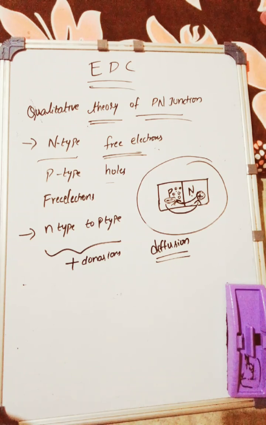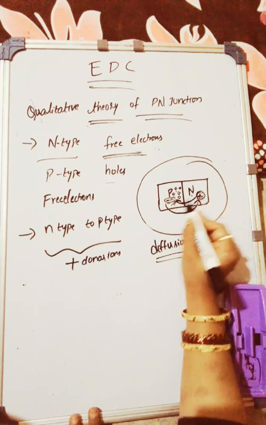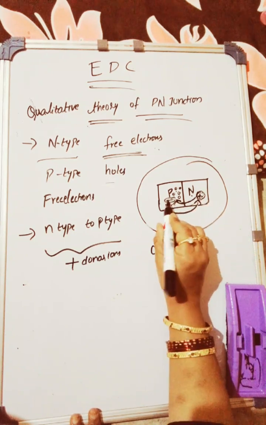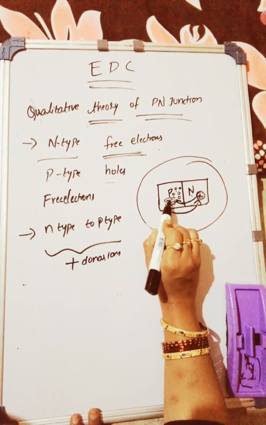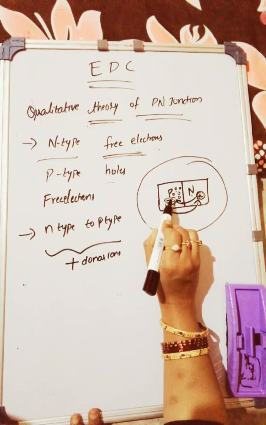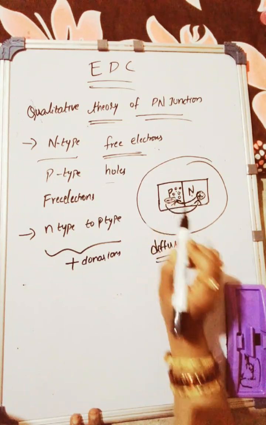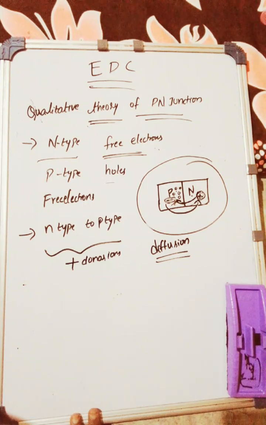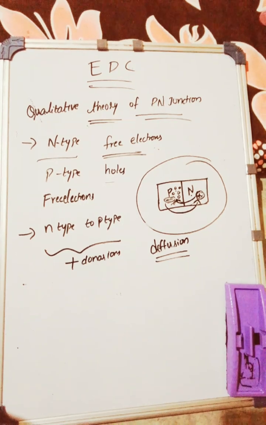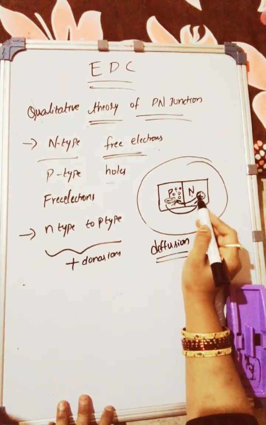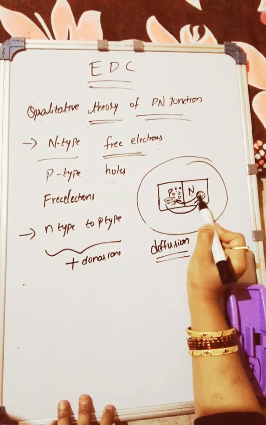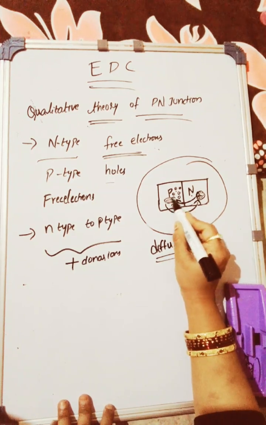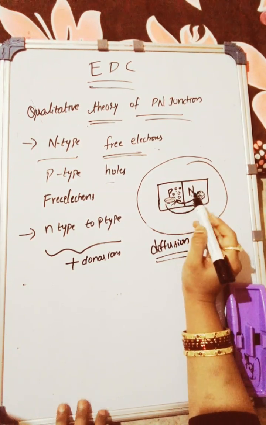Now the positive charge on the n side, whereas negative charge on the p side, indicates that the free electrons are restricted from entering from n type to p type. Here the two charges will be formed: at the n side positive charge, whereas at the p side negative charge.